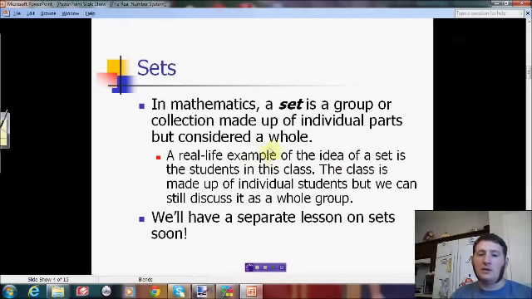Before we get started with this lesson, I'm going to use the word set a lot, and I want to make sure you understand what that means in math. A set is a group or collection that we can consider as a whole, even though it's made up of all these individual parts. Think about a forest is a bunch of trees, or your class is a bunch of individual students. But it's sometimes easier to talk about the forest as a whole or the class as a whole than it is to talk about it as a bunch of individuals. And we'll have a little bit more detailed lesson on sets in the near future.